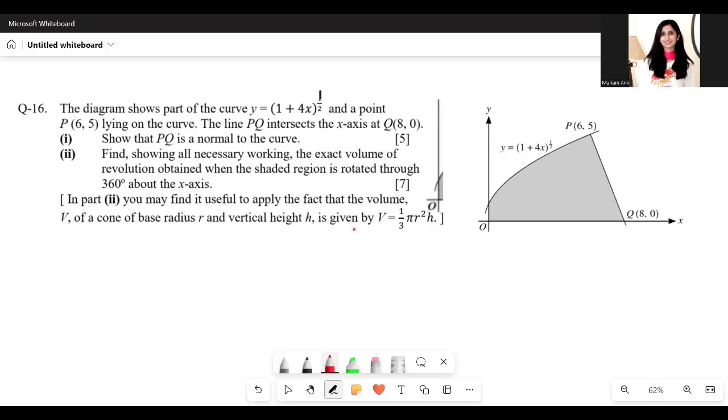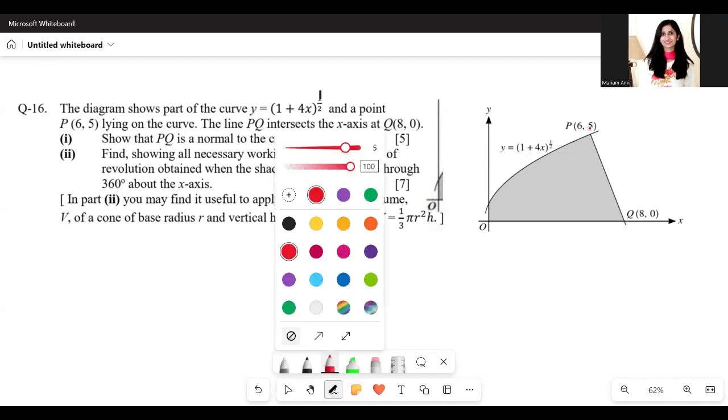The diagram shows part of a curve and a point (6, 5) lying on the curve. The line PQ intersects the x-axis at (8, 0). Show that PQ is normal to the curve.